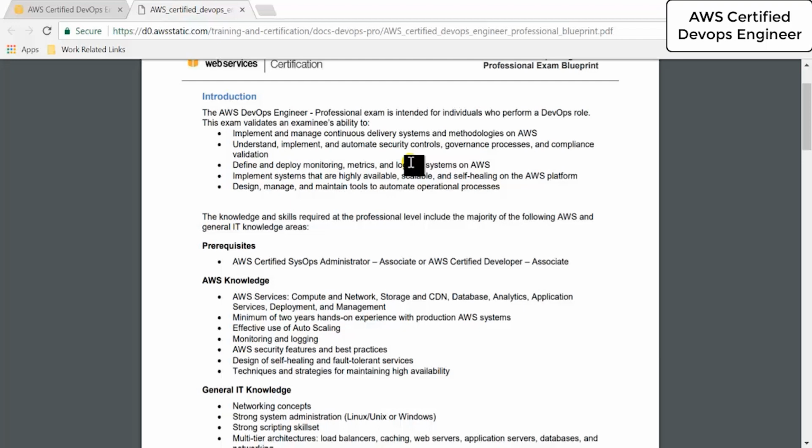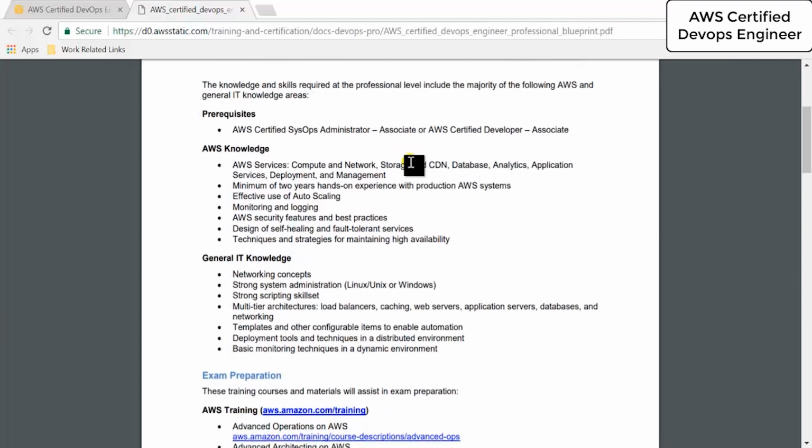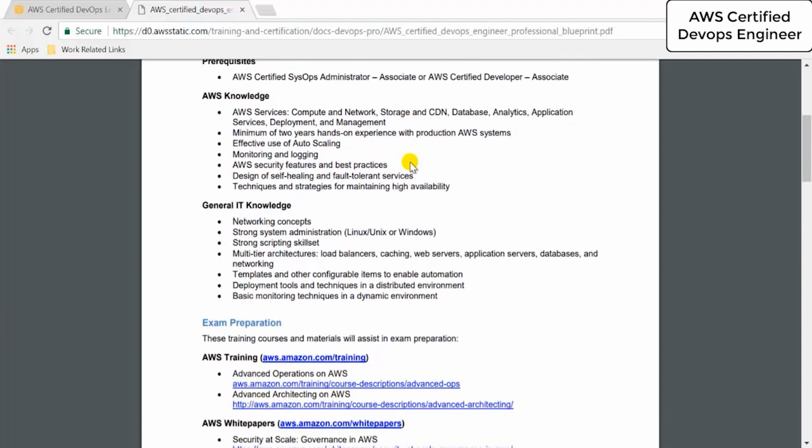We already discussed the introduction, prerequisites, and the AWS knowledge needed for taking this examination. We should know about compute and network services, storage and CDN, database, analytics, application services, deployment and management. It needs a minimum of 2 years of hands-on experience with production AWS systems, and effective use of auto scaling, where to use it and where not to.